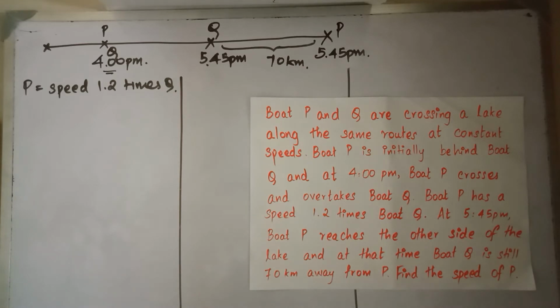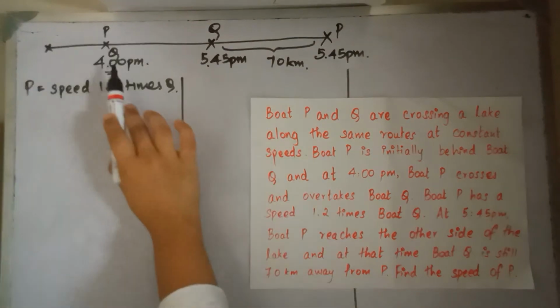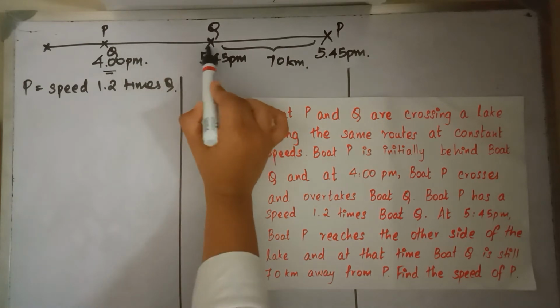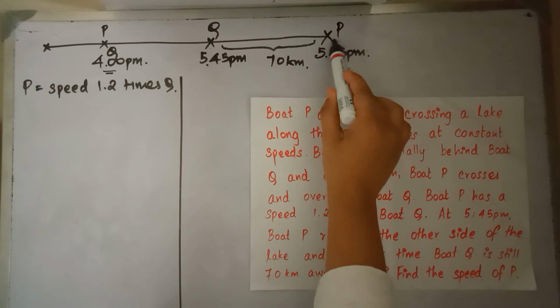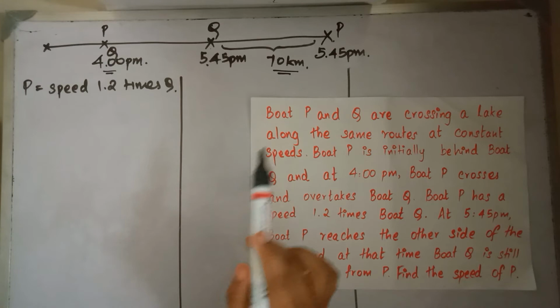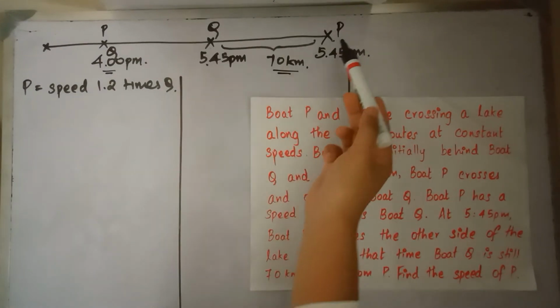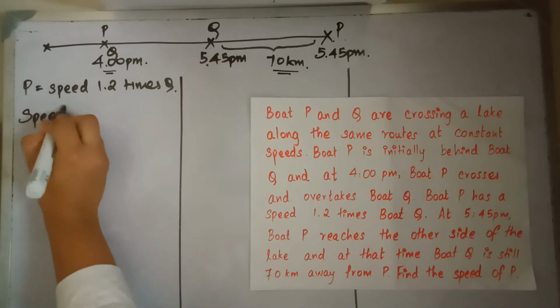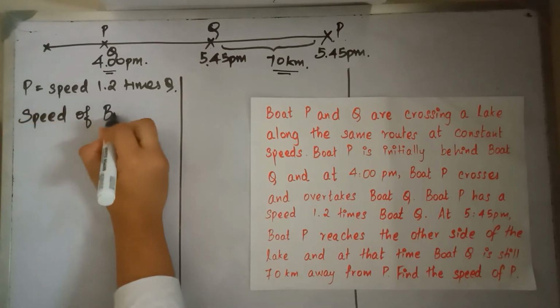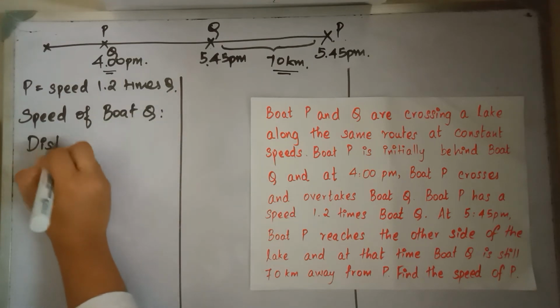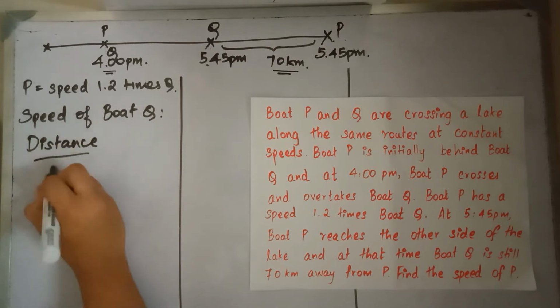So how do we proceed with this problem? Now let's look at these two critical timings. At 4 p.m. they meet each other, and at 5:45 p.m. Q is at this spot and P is at the other side of the lake, and the difference between them is 70 kilometers. So in order to find the speed of P or Q, what do you need? Let's just say I'm finding the speed of Q. What will I need? I will need distance by time.